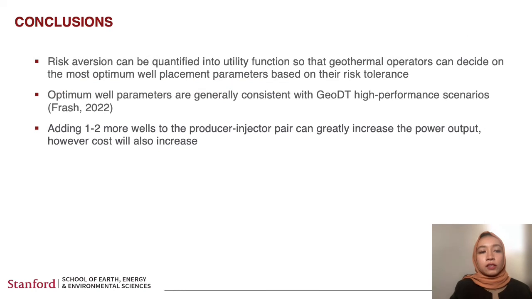In conclusion, we have demonstrated how we can quantify risk aversion into a utility function so that geothermal operators can decide on the most optimum well parameters based on their risk tolerance. The optimum well parameters are generally consistent with what has been found and published around the GODT high performance scenarios. We also found that adding 1 or 2 more wells to the producer injector pair can greatly increase the power output. However, the cost will also increase.